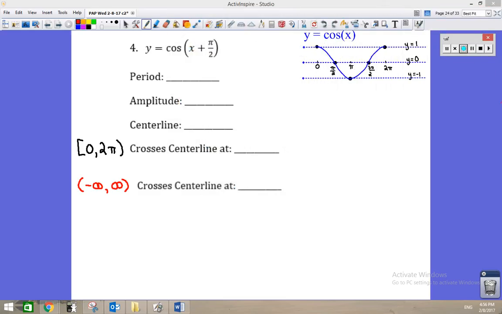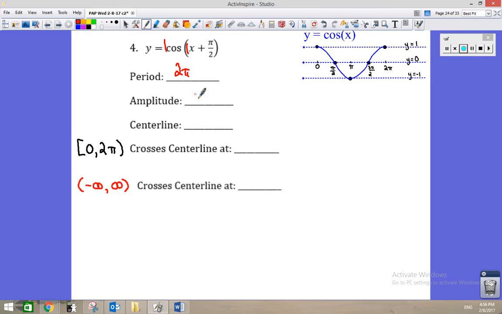All right, let's take a look at this problem number 4. The period of sine or cosine is always 2 pi divided by the coefficient in front of x. In this case, 2 pi divided by 1 is 2 pi. So there is no horizontal shrink or horizontal stretch for this new graph in comparison to the cosine of x.